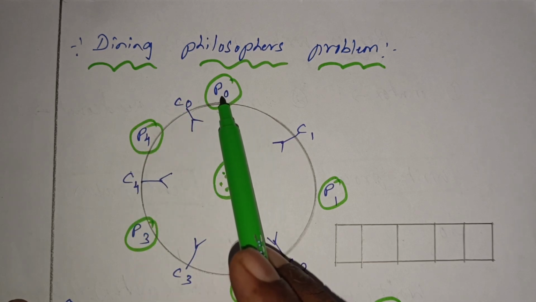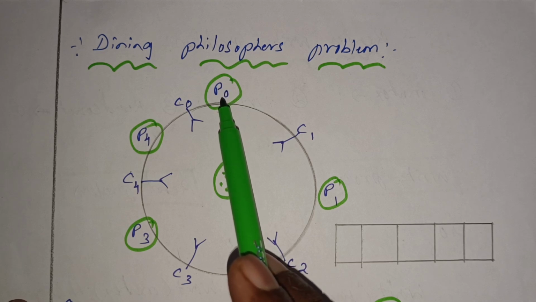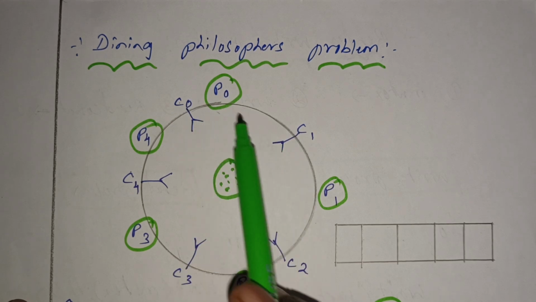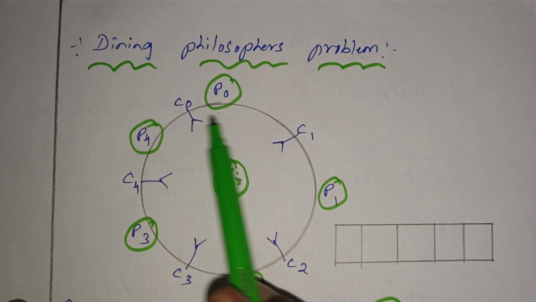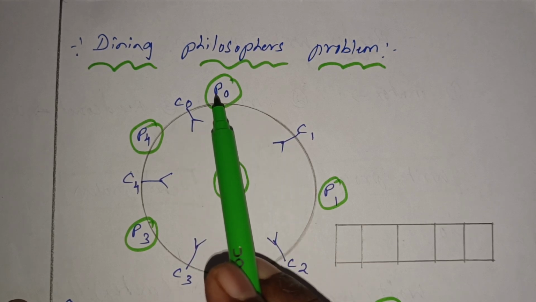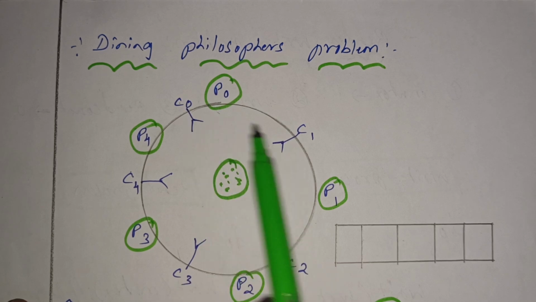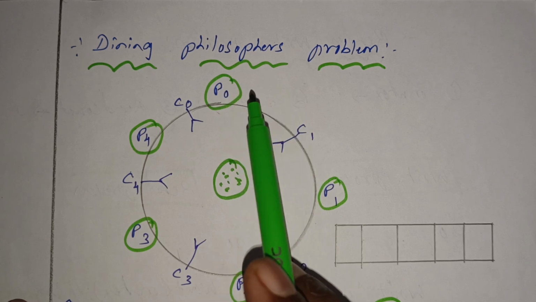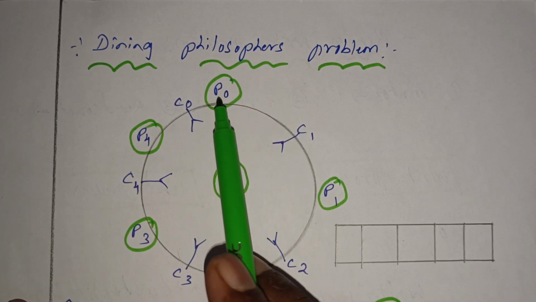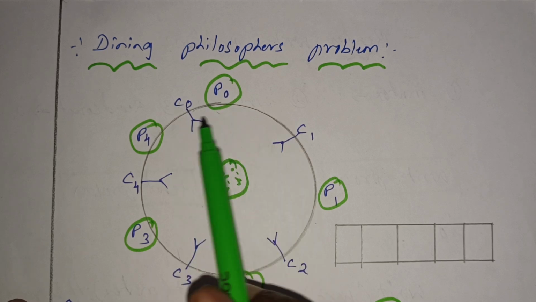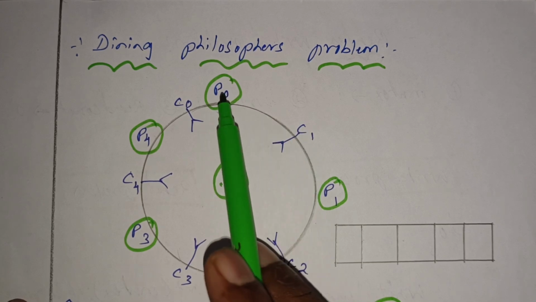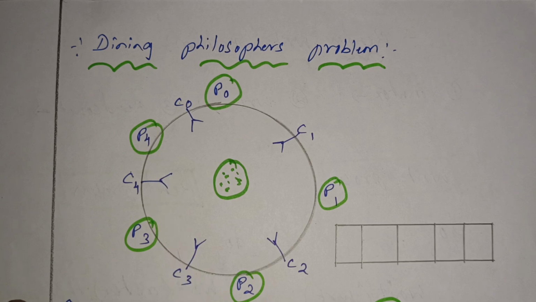So what does this philosopher have to do? The basic idea is, if this philosopher wants to eat, then both the chopsticks, left and right, should be available. If they are not available, the philosopher cannot proceed, that means they cannot eat with one chopstick. So he will drop this chopstick and start thinking. That is the process. Each philosopher needs two chopsticks to eat. If they find only one, they need to drop it and keep on thinking. This is the basic process of the philosopher.